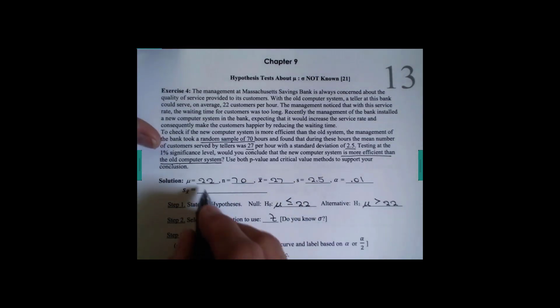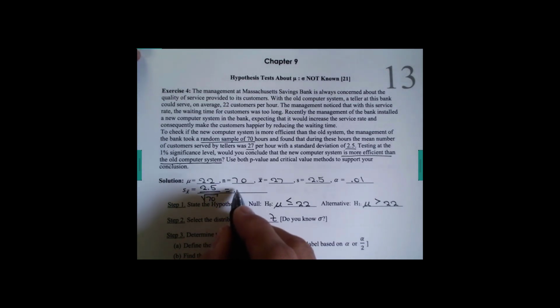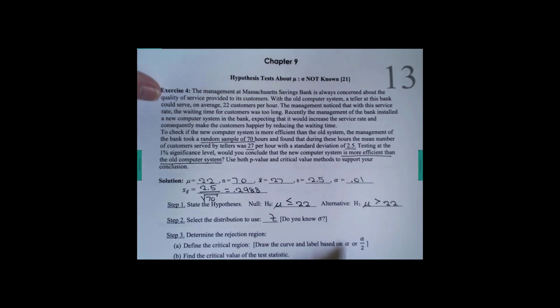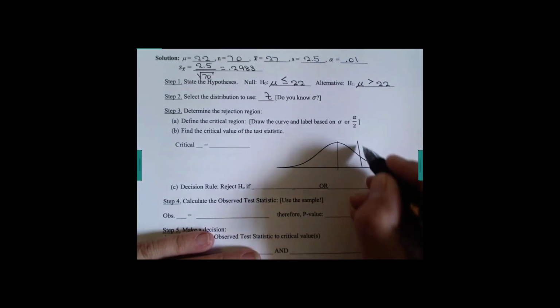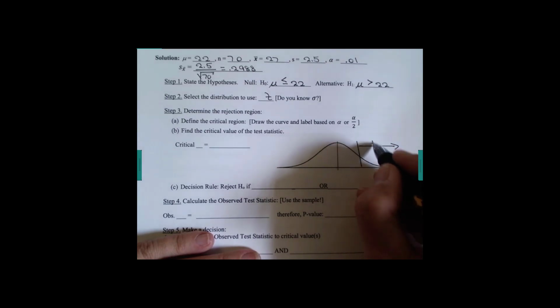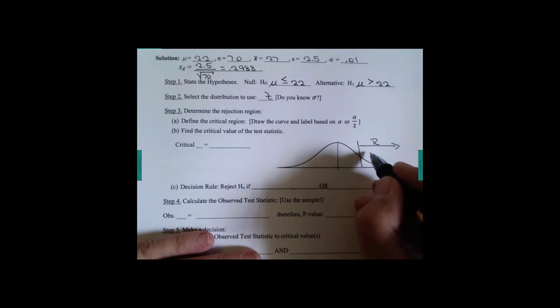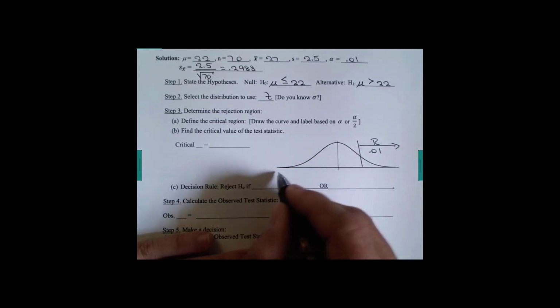I'm going to go ahead and do my calculation for standard deviation by dividing 2.5 by the square root of n. And when I do that, I got 2.2988. And then I'm going to look at my curve and put this all on the curve. I say I need a rejection region. It needs to be over here in the right tail. It's a right tail test. There's my rejection region. And how big is it? Well, it's all of alpha.